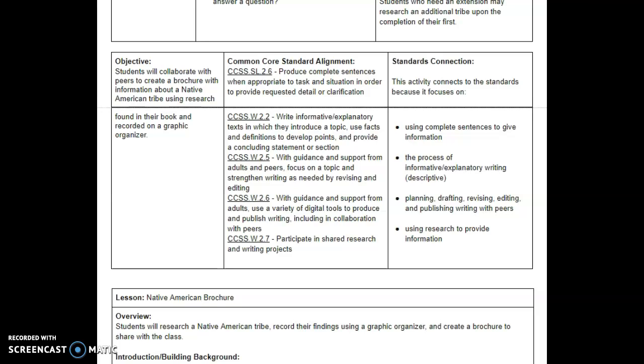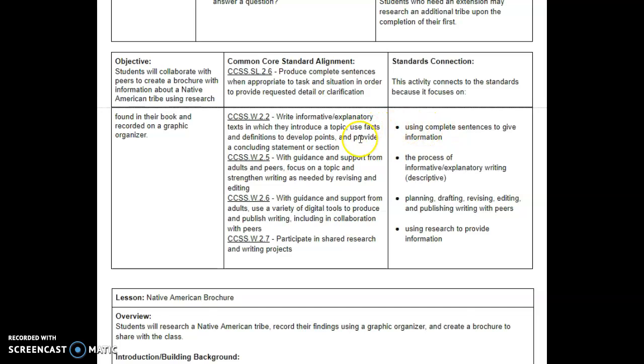So we have SL 2.6, which is where students will produce complete sentences when appropriate to task and situation in order to provide requested detail or clarification. And I'm going to go ahead and explain how that connects to the activity at the same time I'm telling you the different standards. So the standards are listed here, and how it connects is listed here. So that one connects because they do have to use complete sentences to give that information.